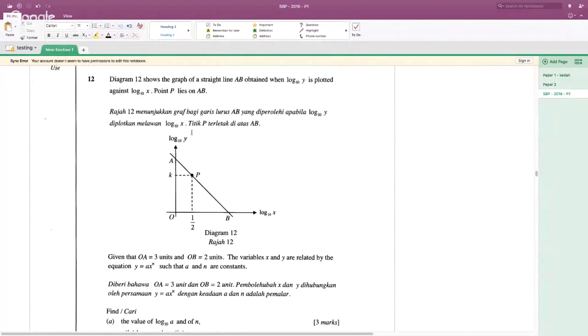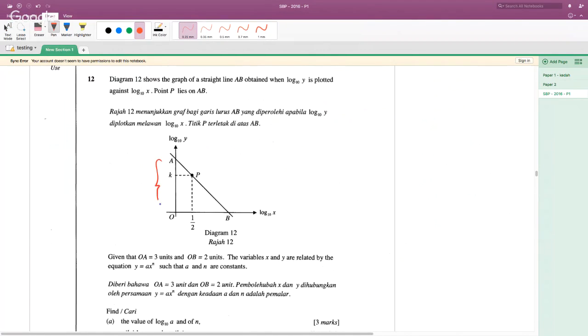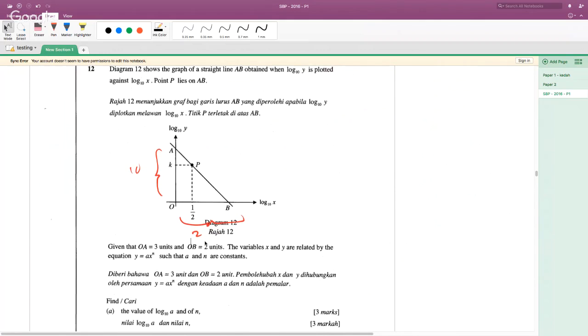Okay, diagram 12 will show the graph of the straight line AB when log 10y is plotted against log 10x. Point P lies on AB. OA equals to 3 units. That means O to A is 3 units. O to B is 2 units. That means here is 10 and then here is actually 2. All right, so the variables x and y are related by the equation y equals to ax to the power of n, such that a and n are constants. So find the values of log a and n.